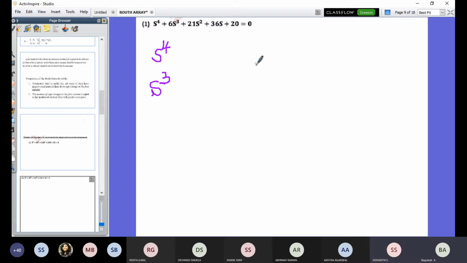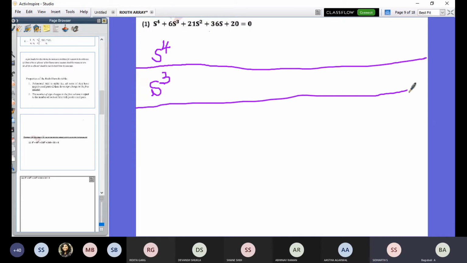What are the coefficients of S power 4? First row, what are the coefficients I want to take? 1, 21, 20. S power 4 is 1, S square is 21, and the constant term is 20. Any doubt? S power 4, S square, then we will get S power 0.